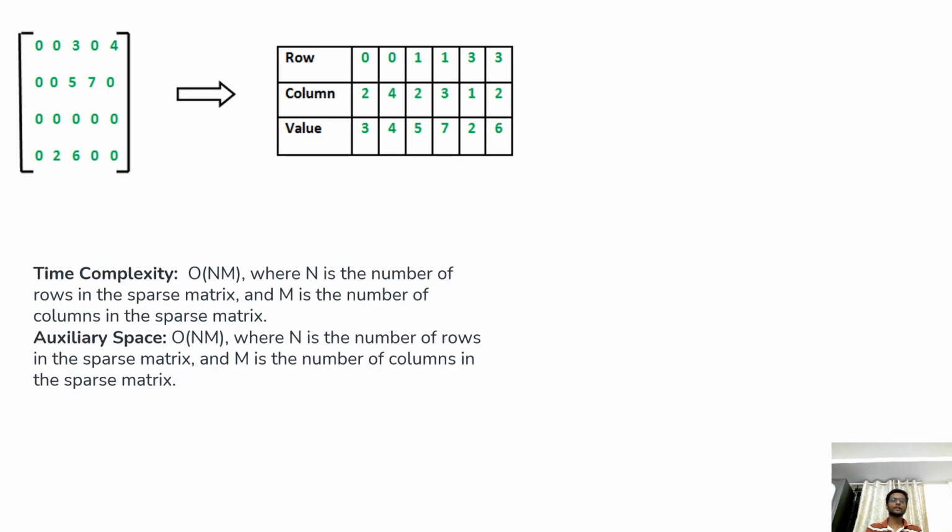Time complexity in array representation, O(nm), where n is the number of rows in the sparse matrix and m is the number of columns in the sparse matrix. Auxiliary space, O(nm), where n is the number of rows in the sparse matrix and m is the number of columns in the sparse matrix.